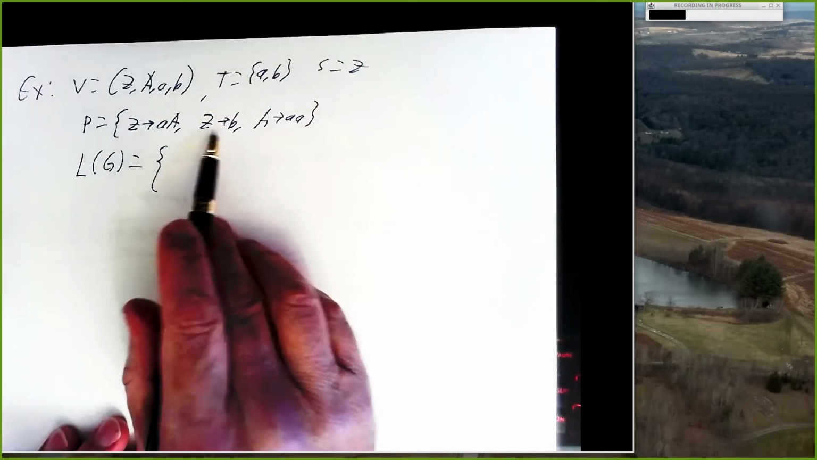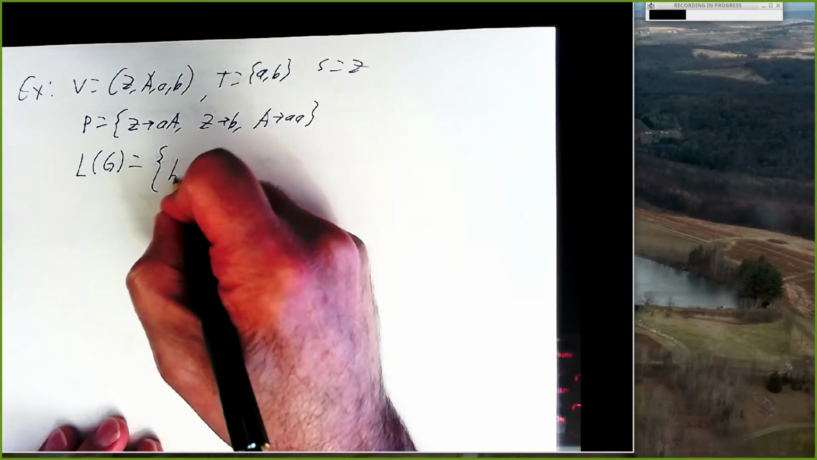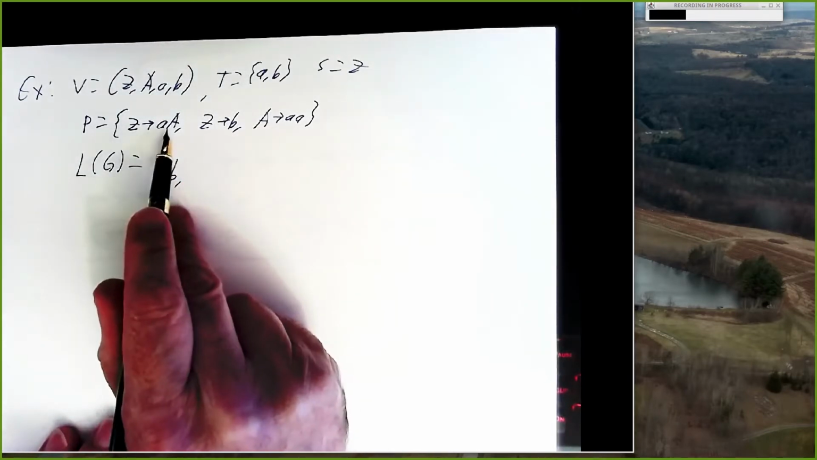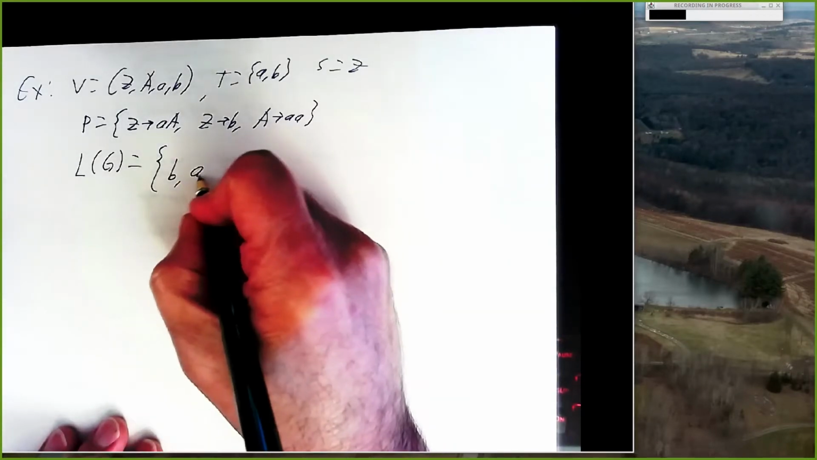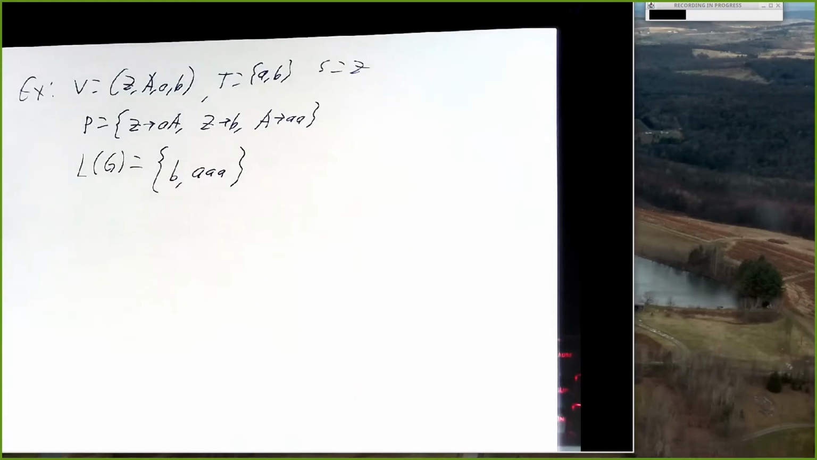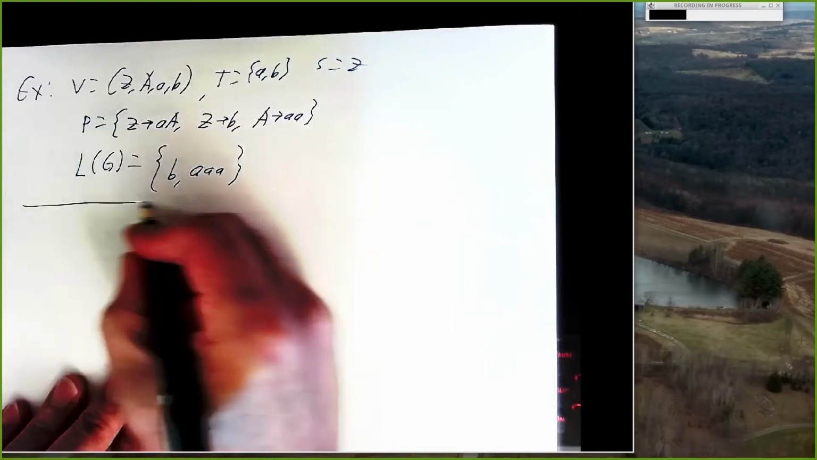Yeah, so b is definitely one. We can go from Z directly to b. Or we can go from Z to a little a followed by a big A, and that big A goes to two a's, so we can basically go from Z to three a's. And that's really it. So good, you found the whole language. And in this case, the language is finite. It contains only two strings. But the language could be infinite.